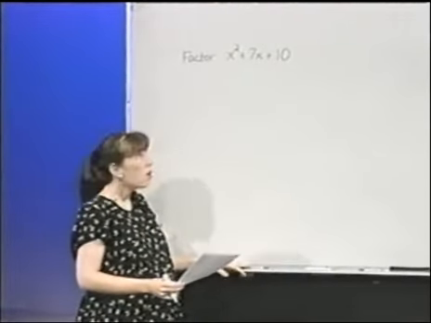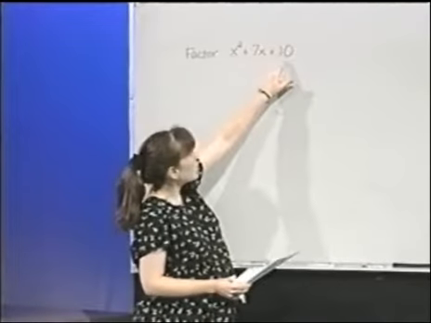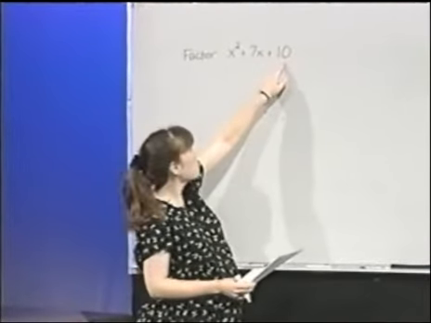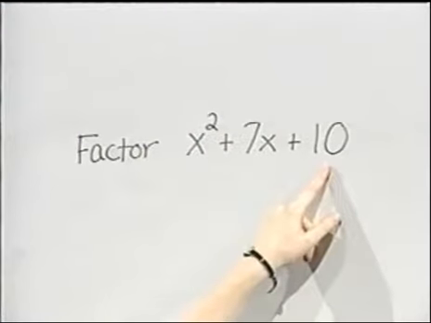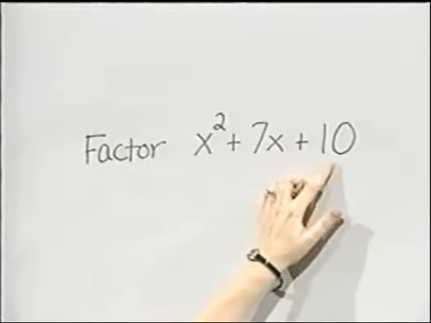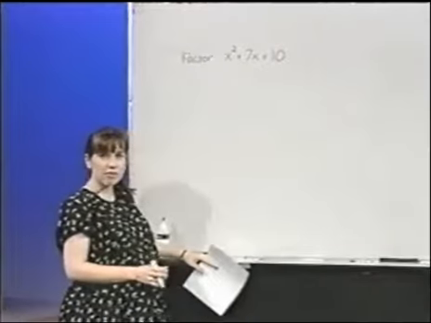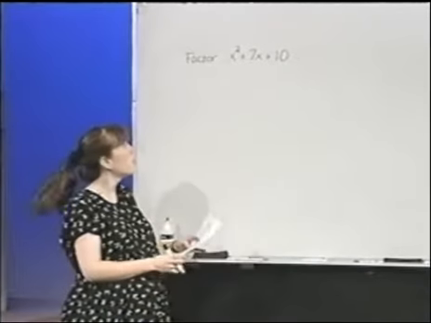Well, the only thing we know how to do so far is to take out a common factor. Is there anything that we can take out of these three terms here? Is there any number or any variable that we can pull out? Well, if you look at it, there isn't. So we have to use another technique to factor these types of polynomials.